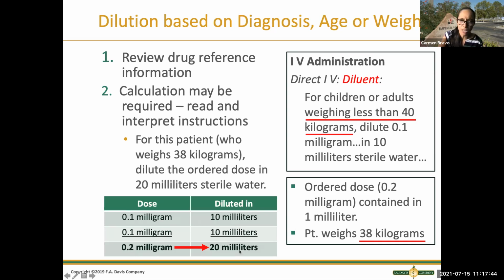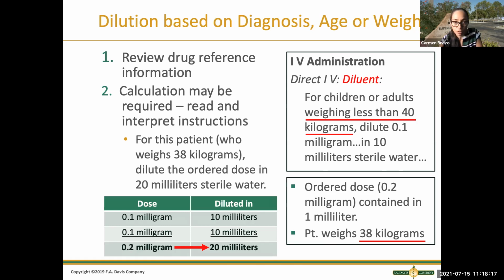Did I explain myself? Did I explain correctly? So my patient weighs less than 40. I have to dilute every 0.1 milligram in 10 milliliters of water. Since the medication is 0.2, every 0.1 is 10 mLs, every 0.1, 10 mLs. So I need 20 milliliters of sterile water for that medication. Okay.